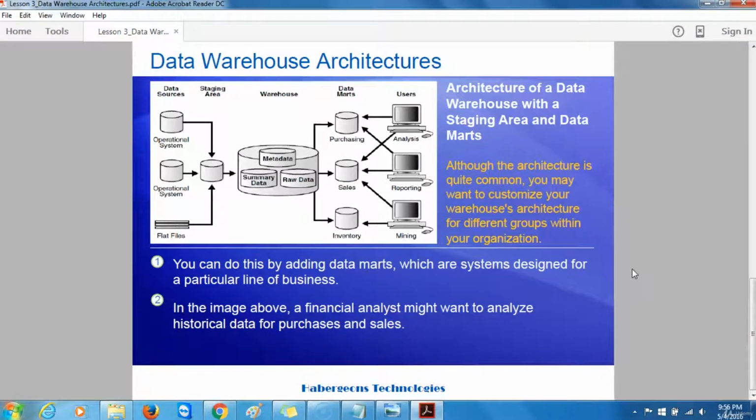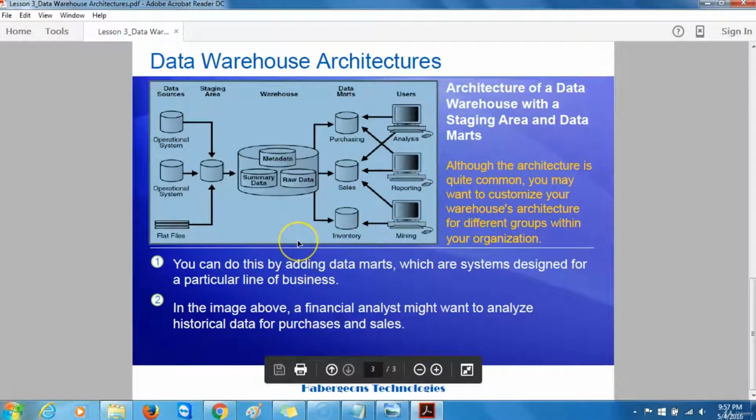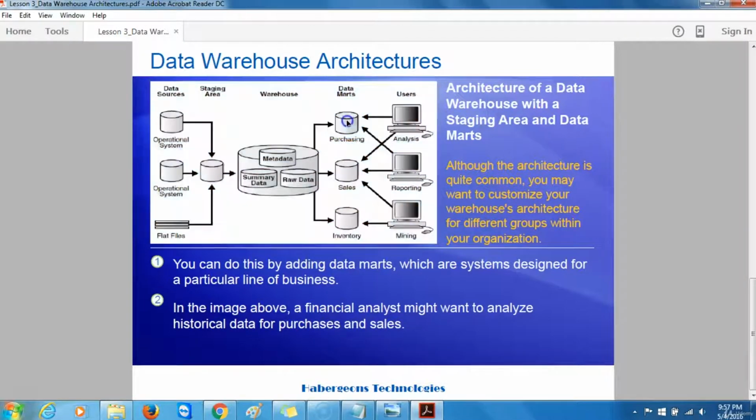Now, the third type of architecture of a data warehouse is a data warehouse with a staging area and data marts. Although the architecture is quite common, you may want to customize your warehouse architecture for different groups within your organization. This is where the data marts come into play. You will notice from the diagram shared here that we have a data mart for purchasing, we have a data mart for sales, and we have a data mart for inventory. All these different data marts, which in other words are smaller versions of the same data warehouse, are concentrated only on reporting specific subject area data.